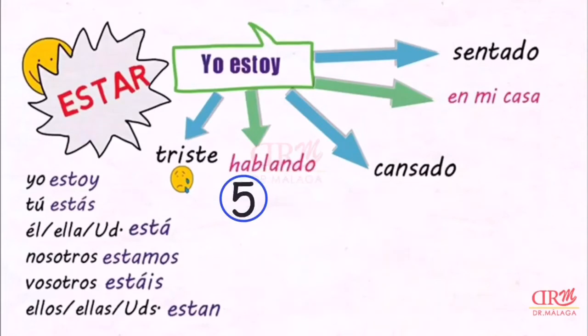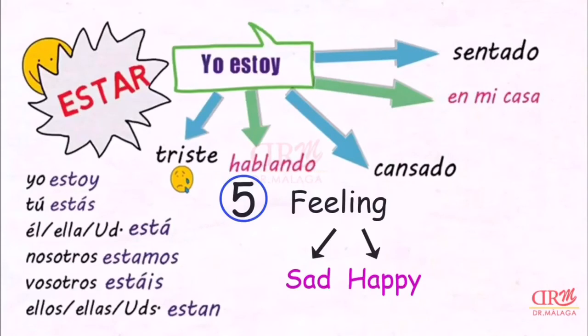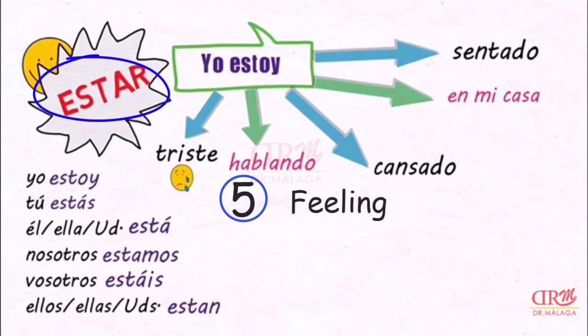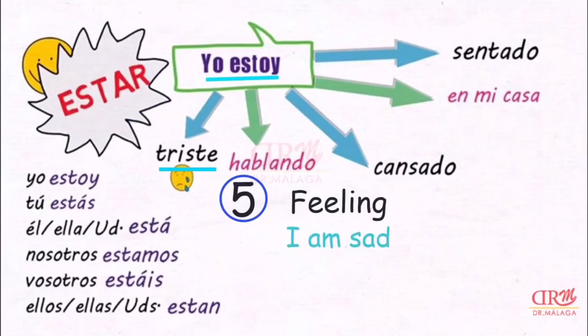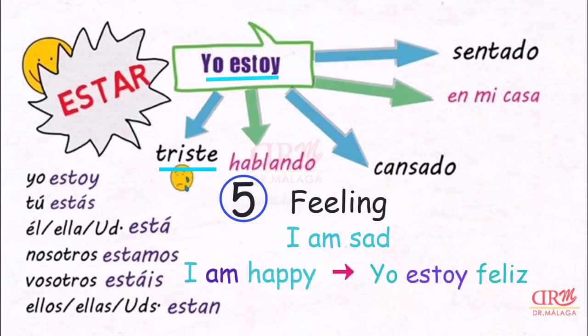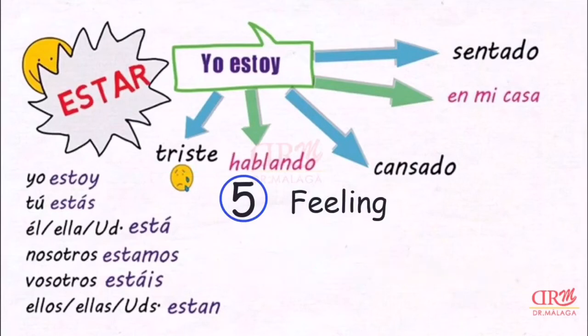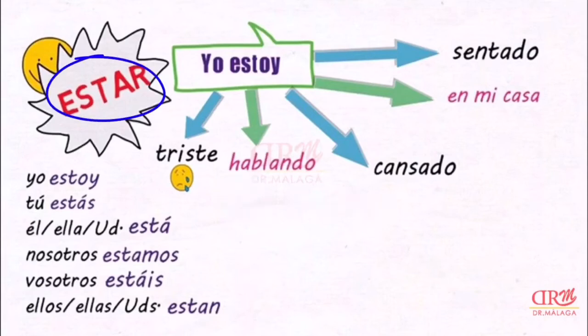And the last condition here, when you are talking about your feeling, what are you feeling right now? You are sad, happy, or what? So you use the verb to be estar. For example, yo estoy triste. I am sad. Or for example, you are happy, so you will say yo estoy feliz. I am happy. So this is the end of estar, and I hope you understand all that I have said.